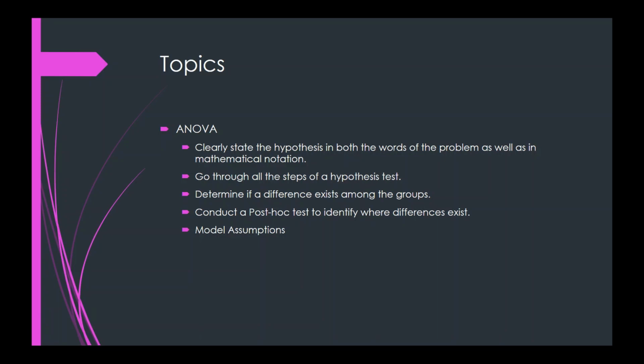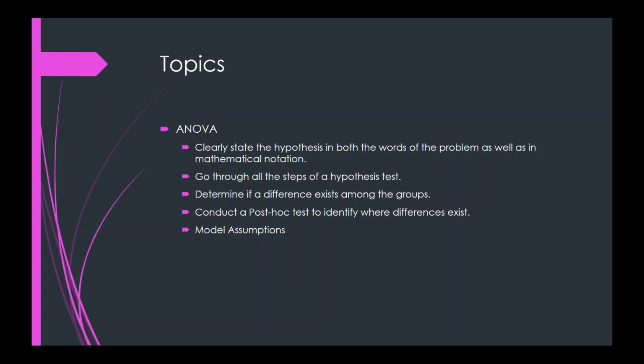ANOVA. This is a common statistical test. You should clearly state the hypothesis in both the words of the problem as well as in mathematical notation. You should have something like mu1 equals mu2 equals mu4, and so on. Okay? And you can write out the words, mu, and then just put 1. Okay, so you can do this.